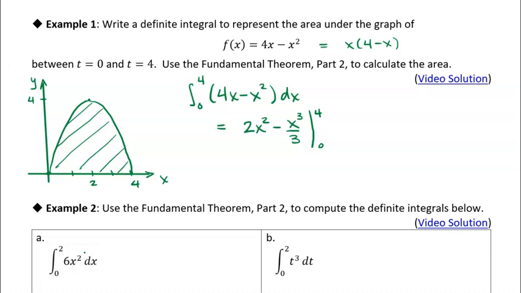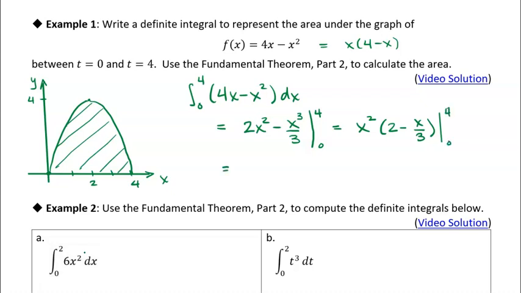I'm just going to draw this little bar to indicate that we need to evaluate this antiderivative. Now I'm going to rewrite this. I'm going to factor out an x squared. It makes the calculation a little easier, I think, if you don't want to use a calculator. So I'm going to have x squared times 2 minus x over 3. And again, I'm evaluating it from 0 to 4.